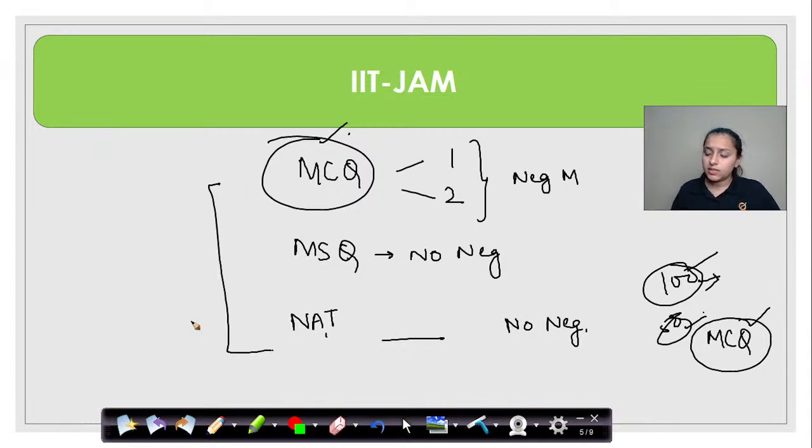Can we clear DSE this year even if we start now? If I ask you one question, are you from an economics background? The thing is, yes, you can definitely do it, but you need to put in a lot of hard work. You need to give 6 hours daily for the preparation, but you can definitely go for it.